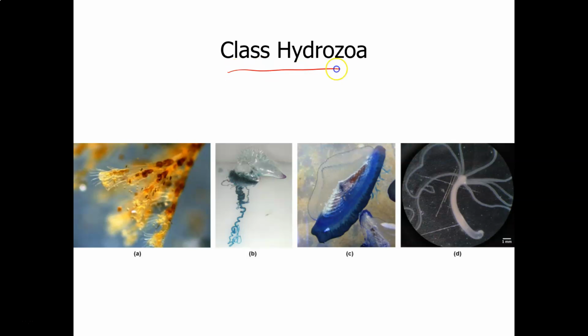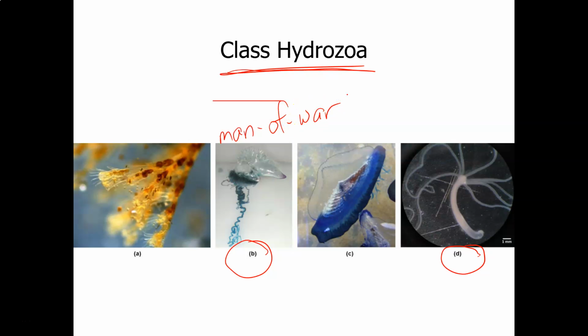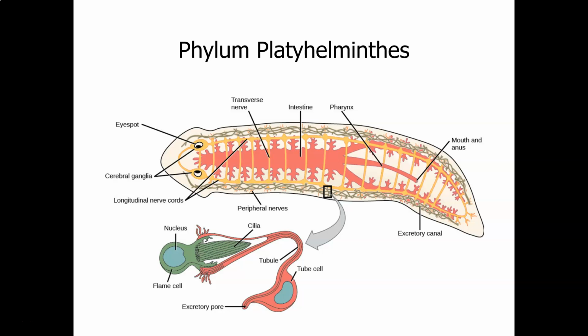Then the Hydrozoa is interesting because this is a freshwater hydra in picture D, and it has the polyp body form. And then picture B is a Portuguese man of war. I saw this, and that's the reason why I realized I was wrong, because I knew that was a Portuguese man of war. And that actually is a colony of polyp body forms. So it's more related to a hydra than it is to a jellyfish. Now we're going to move on to another phylum, phylum Platyhelminthes. The word part platy means flat, and helminthes means worm. So these are the flatworms.